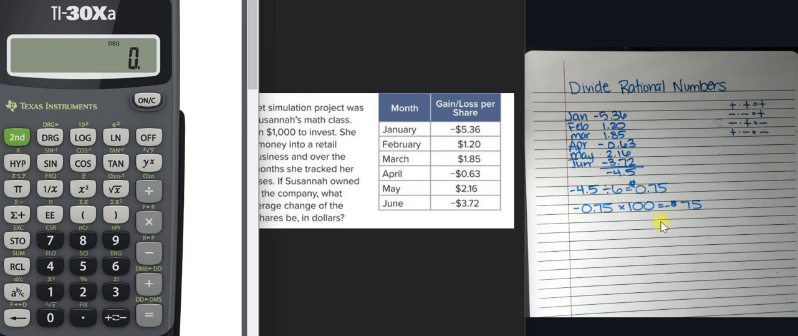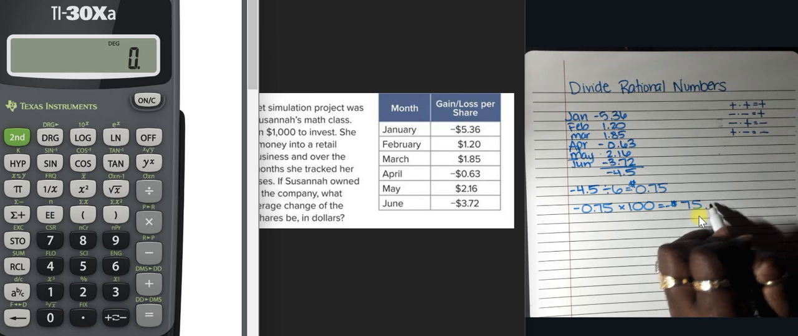And to solve it, I think we did, we solved it with the calculator. So we plugged in the information. 4.5 divided by 6. We did that, and that's how we got the 75 cents. Once we got the 75 cents, we multiplied by 100, and that is how we got minus $75.